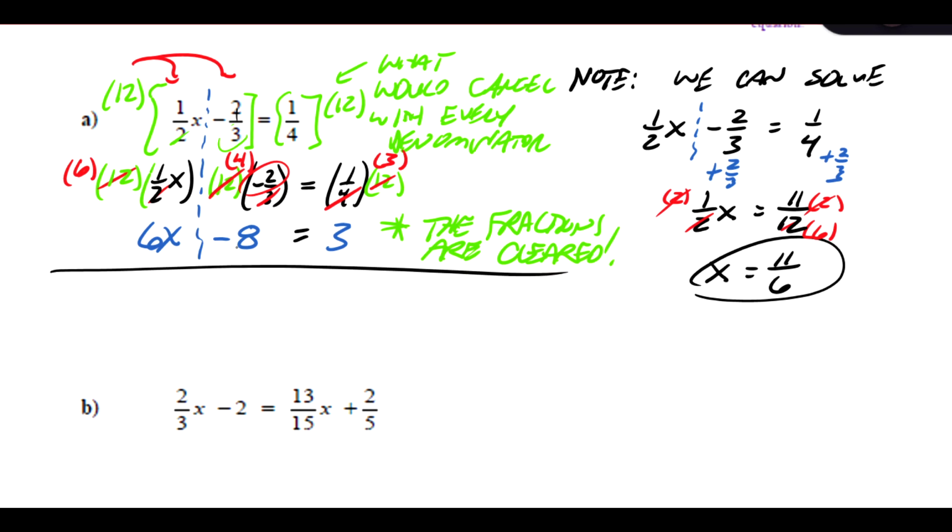So we'll isolate the variable term on one side. We'll attach an 8 to both sides. We'll get 6x equals 11. And then isolate the variable factor. We'll cancel this factor of 6. And we get x equals 11 over 6.